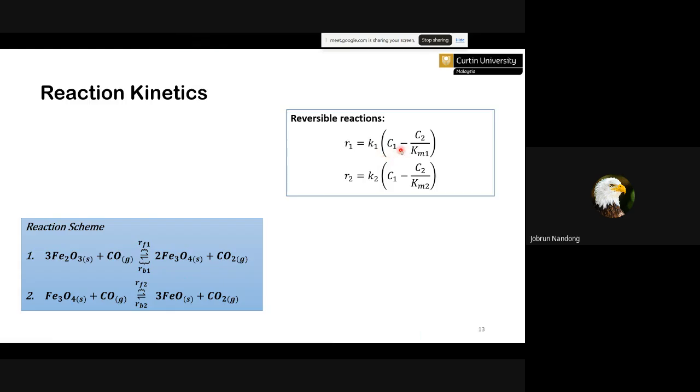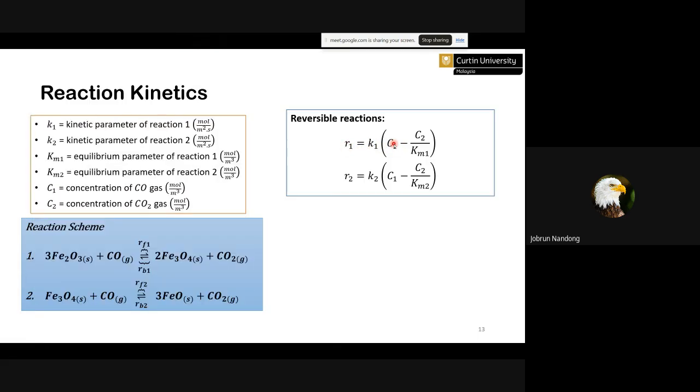So the product is CO2. So C1 here is the carbon monoxide concentration. C2 is the carbon dioxide concentration. Km1 here is the equilibrium constant. So therefore, you can see this reaction rate could be negative or positive. Okay, this is the notation.